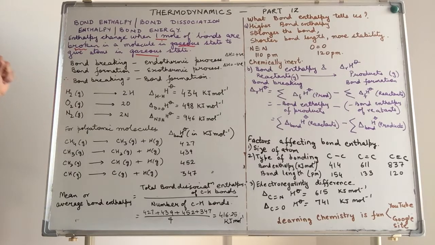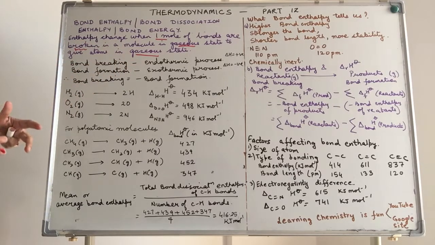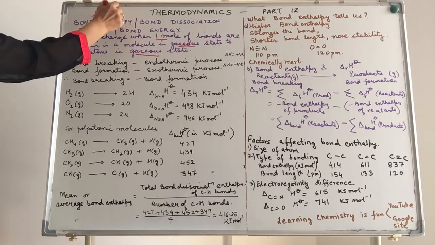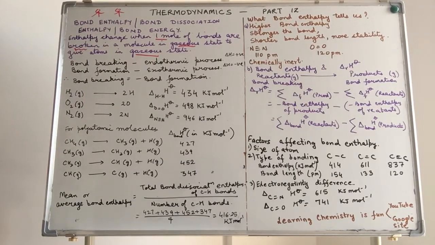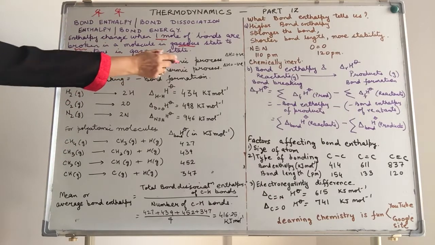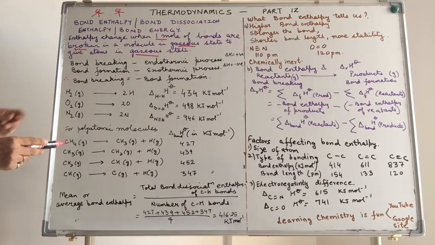Why? Bond breaking is a process which is endothermic. You need heat in order to break a bond. You need energy in order to break a bond. In order to break the friendship between two people, you need to input some form of energy, right? So the same thing happens over here. It's an endothermic process. That means the enthalpy change is positive.